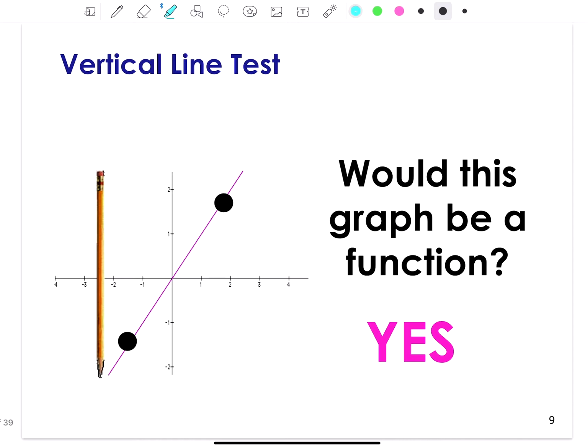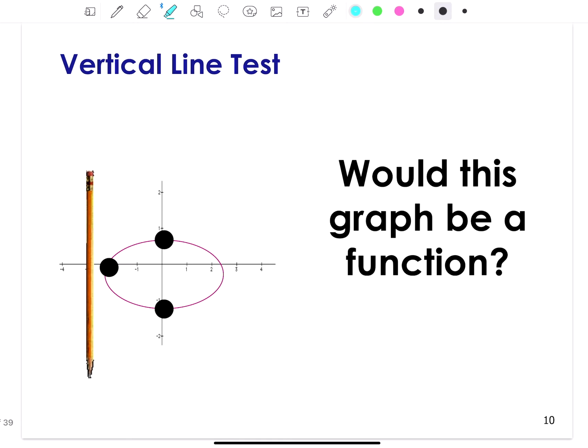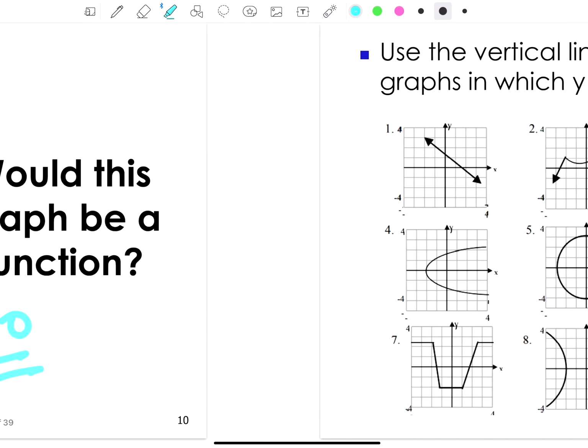Here's an example. If you move this pencil along, your pencil will not be touching the graph at more than one point. So yes, this will be the graph of a function. Another example, if I move my pencil along, my pencil here will be touching the graph at two different points, and that would be not a function. This graph is not a function. It's a relation, but not a function.